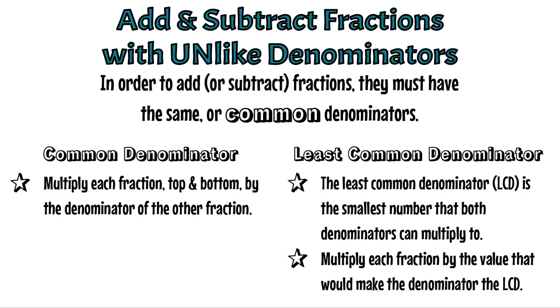So the best method is to find the least common denominator. The least common denominator, or LCD, is the smallest number that both denominators can multiply into. We multiply each fraction by the value that would make the denominator the least common denominator. This method is the best and most efficient because not only will we not have to add and subtract larger values, but we will also not have to simplify as often or as much in the final answer.